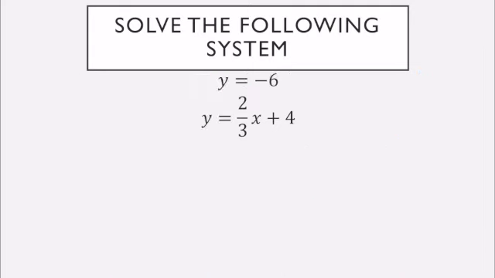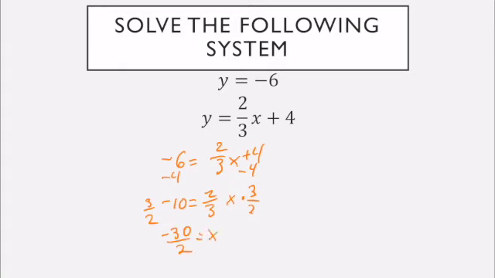Okay, let's solve the system y equals -6 and y equals 2/3 x plus 4. So I'm going to set these equal to each other. I have -6 equals 2/3 x plus 4. Subtract 4 from both sides. I have -10 equals 2/3 x. Multiply both sides by 3/2. I have -30 divided by 2 equals x, so x equals -15.